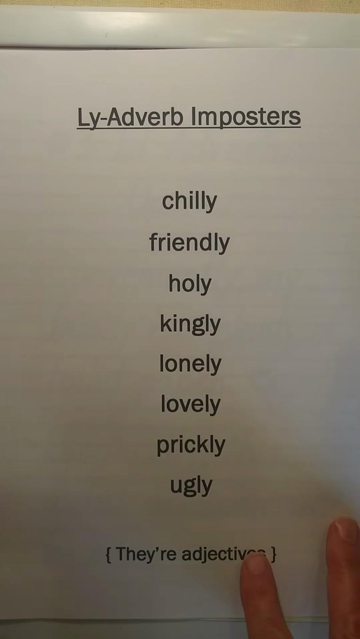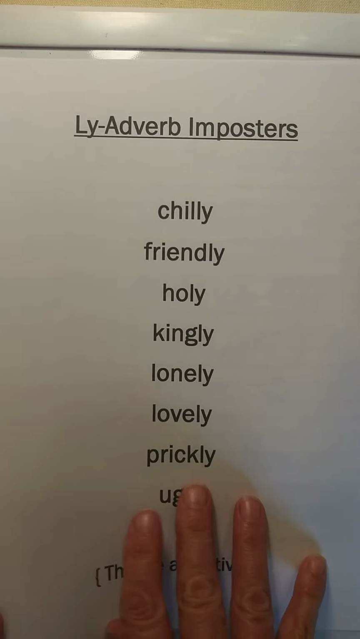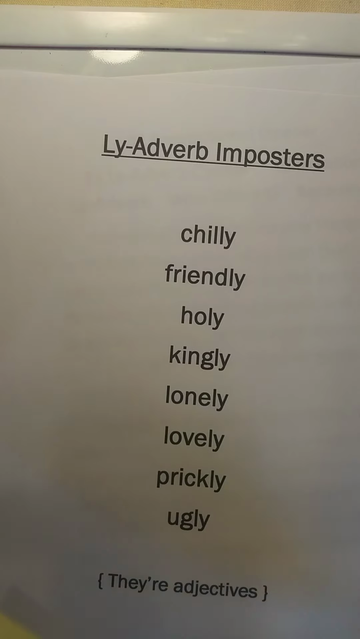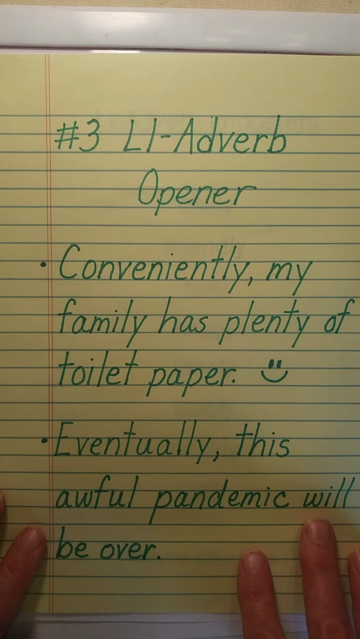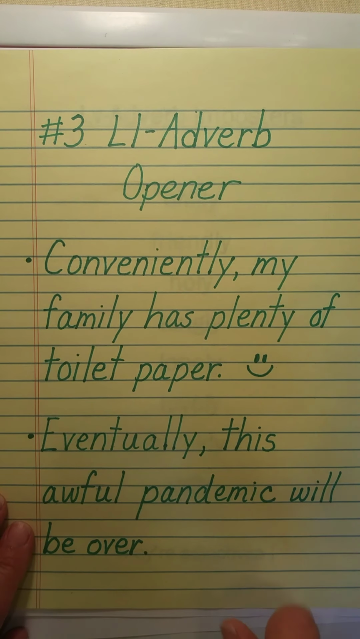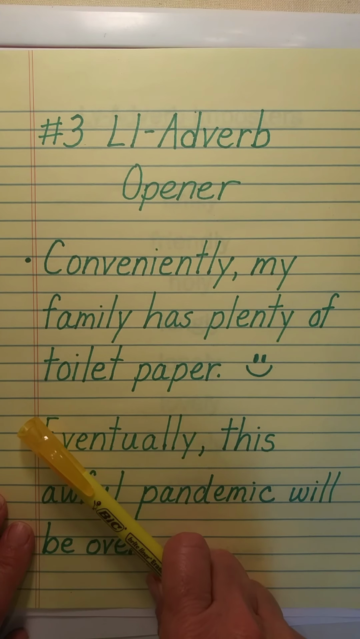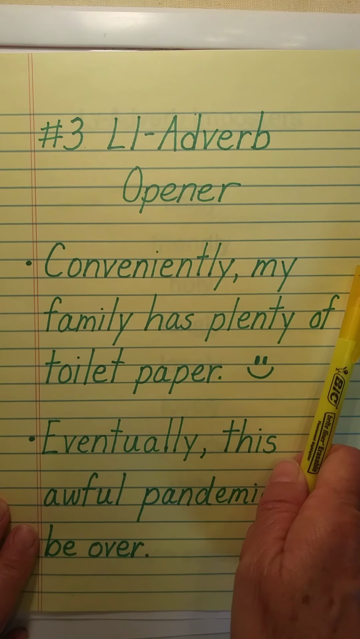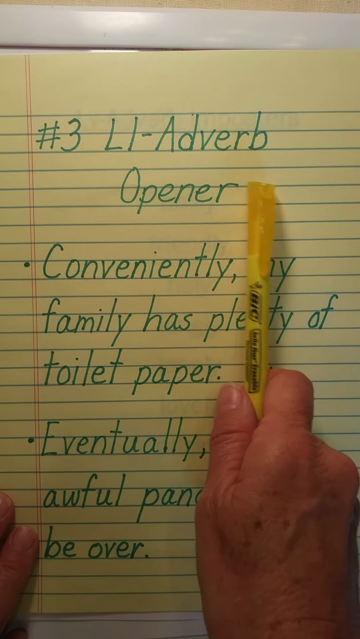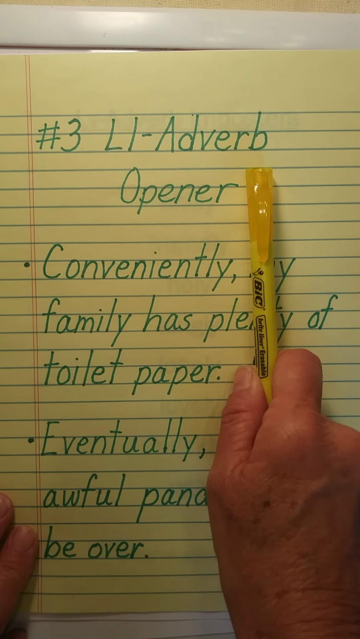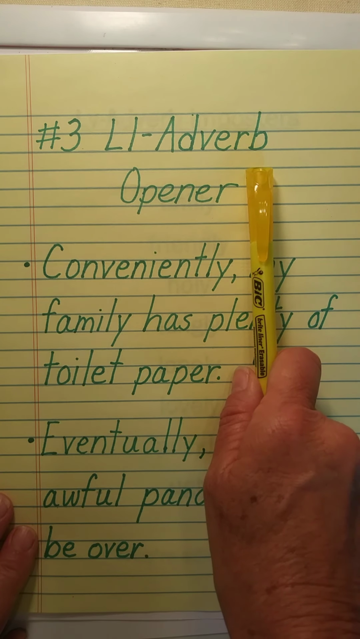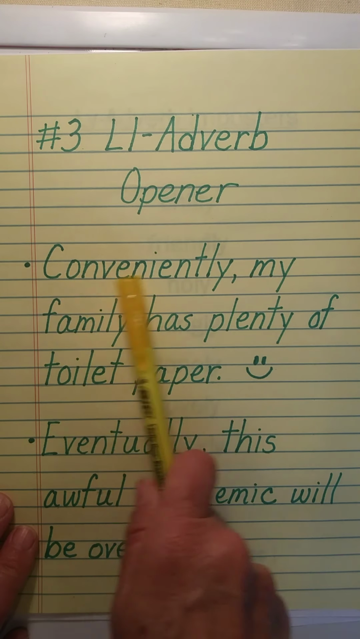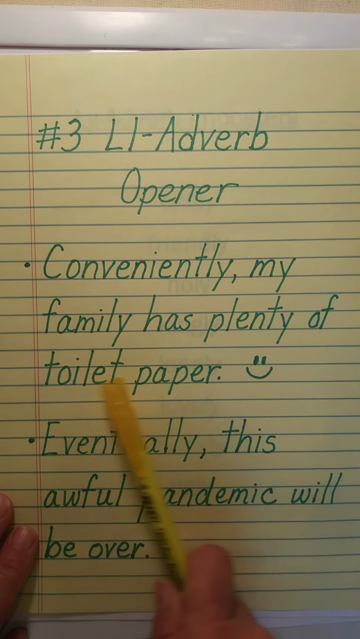Okay. Another thing I want to talk to you about is, I got these out of order here, an ly adverb opener. Okay, this is another way to open a sentence, and this is called the number 3. So if you use one of these, I want you to put a number 3 out here in the margin somewhere to indicate that you've used an ly adverb opener. Now you all know what ly adverbs are, so this is an easy one. You just put an ly adverb at the beginning of your sentence and put a comma after it. Conveniently, my family has plenty of toilet paper.